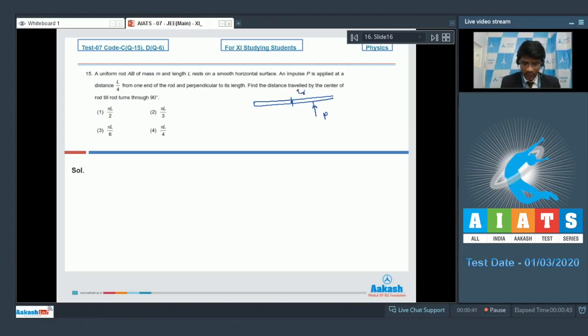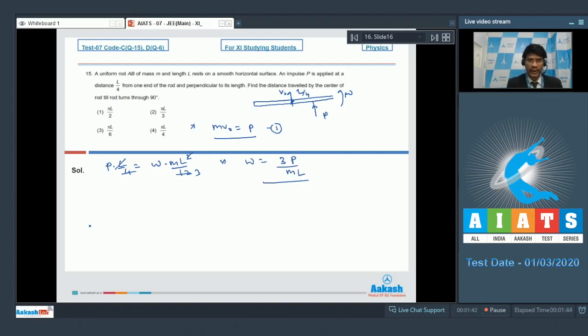This distance is how much? It's been given as L by 4. So after the impulse, the velocity of center of mass, let's say it becomes v naught. So mv naught must be equal to p. This is our first equation. And the angular momentum about this point, how much was it? It was p into L by 4. So after the impulse, it is rotating with, let's say, angular velocity omega. Then omega into moment of inertia about this point, which will be ml square divided by 12. So from here I'll be getting this value of omega to be equal to 3p divided by ml.